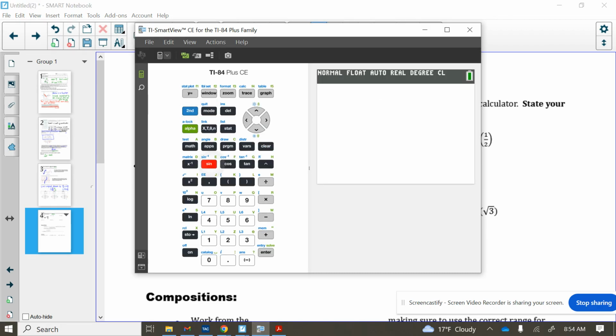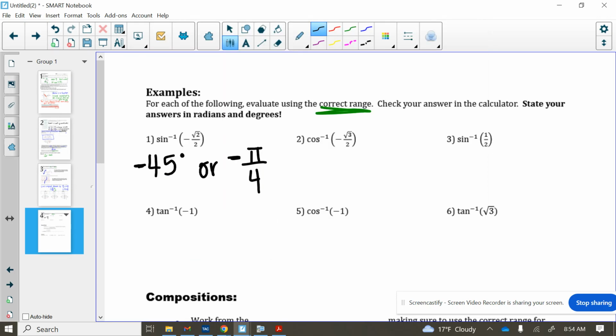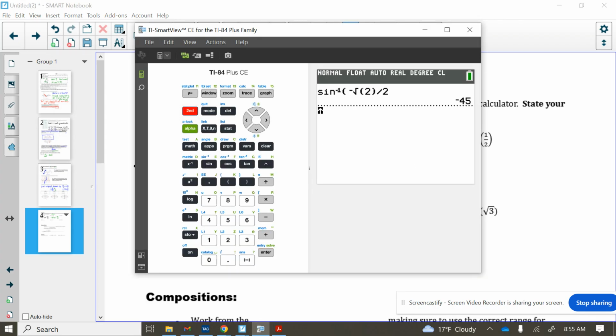And again, we can double check this fact if we check out the inverse of negative square root of 2 over 2. We see that negative 45 degrees or negative pi over 4 radians. Cosine is going to be negative square root of 3 over 2 at negative 30 degrees or negative pi over 6.